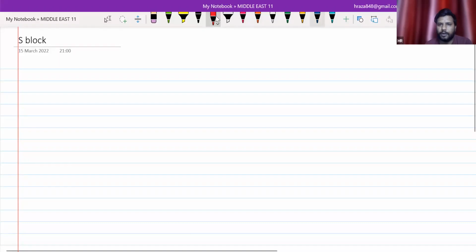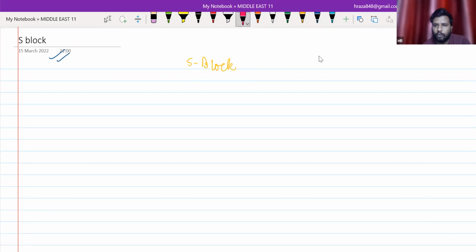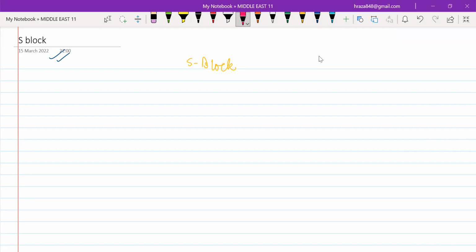It's a very small chapter. We can easily cover this today. S block. So basically, first of all, we are going to write all the elements from S block. It has two groups: alkali metals, the first group, and alkaline earth metal, the second group. Is that clear? Yes, sir. Okay.